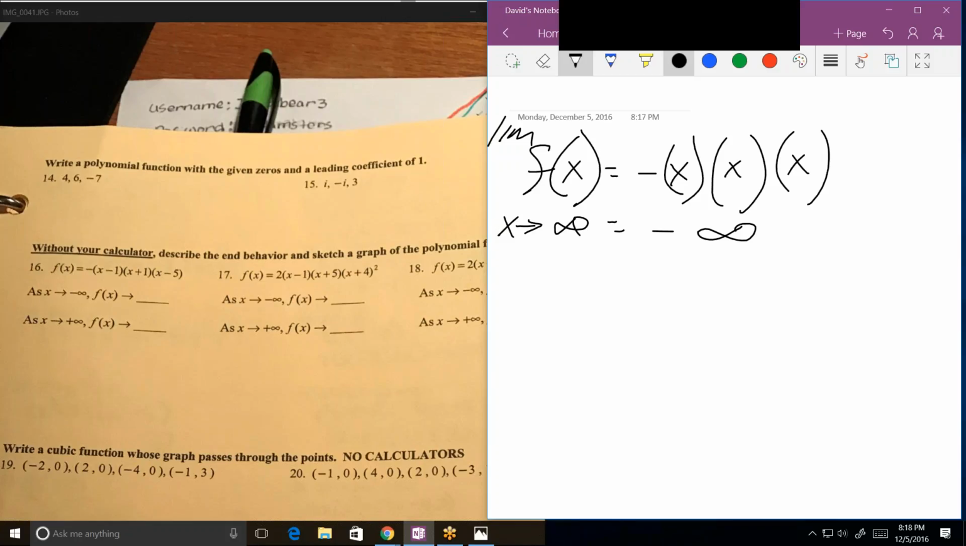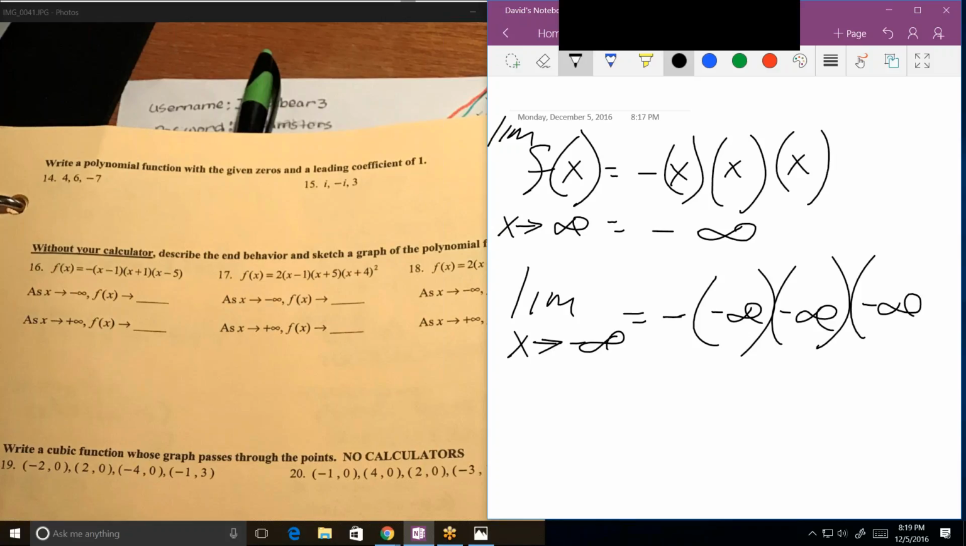Now, as x goes to negative infinity, it's different, because now I'm going to substitute negative infinity. So I got a negative times a negative infinity times a negative infinity times a negative infinity. There's lots of ways to do this. This is the way I find the most helpful. What's that answer? It'd be positive infinity. Correct. So the end behavior as you go to infinity is negative infinity, and the end behavior as you go to negative infinity is positive infinity. So in this particular problem, they're opposite, basically.